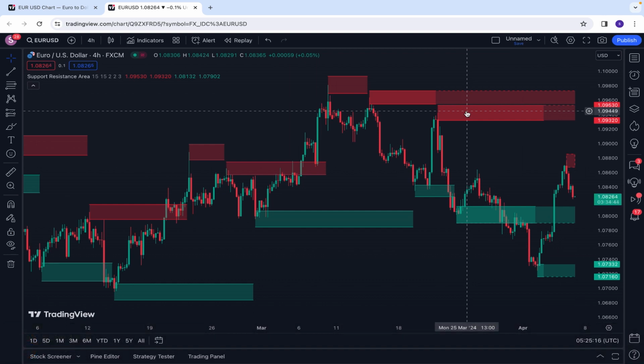Experienced traders know this fact very well, and even if they draw a line, they consider a zone around the line. This indicator is a perfect choice if you want to have support and resistance levels in the form of a zone on your chart.